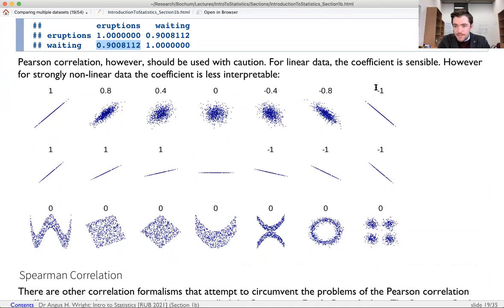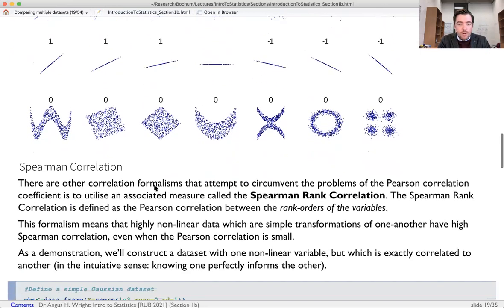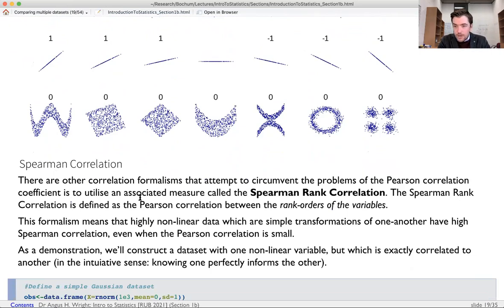But if the data set isn't monotonically increasing, the Pearson's correlation function can go very, very weird. And so you end up with 0 correlation between these data sets where you've clearly got some trend that relates the two variables. One way that we can try and remove some of the sensitivity to the non-linearity of data is using what's called the Spearman rank correlation.